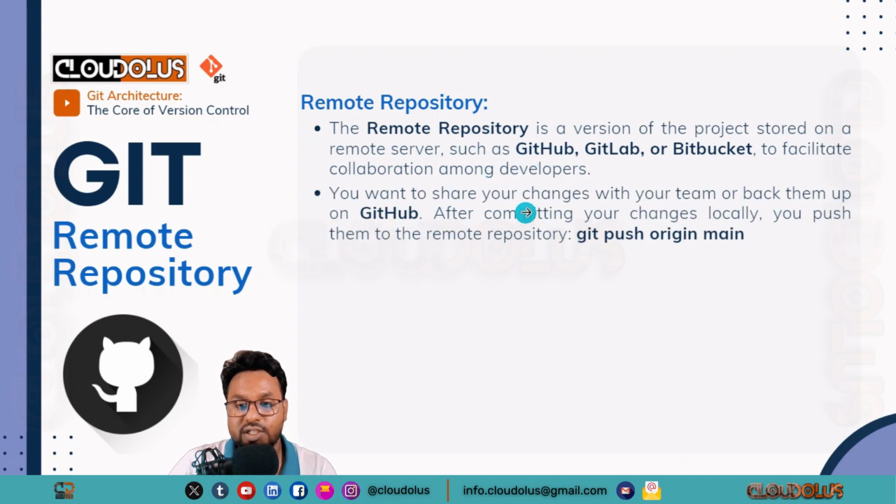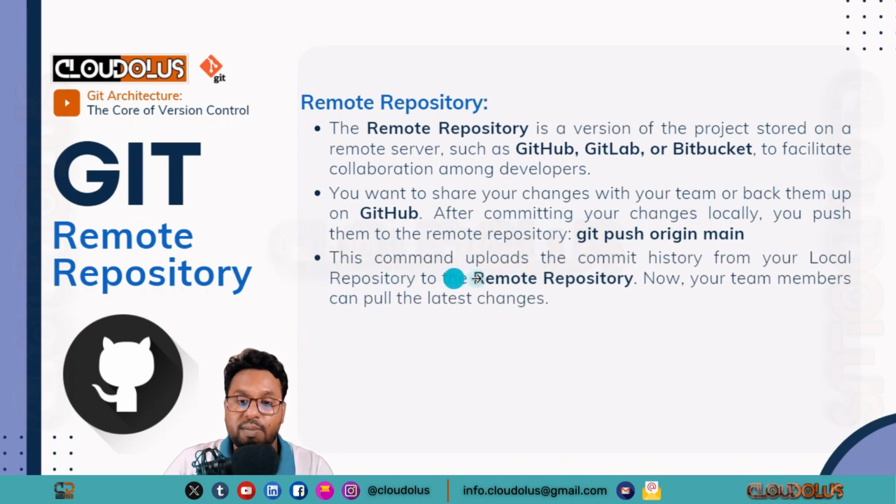And then you want to share your changes with your team or back them up on GitHub. After committing your changes locally, you push them to the remote repository using git push origin main. So for collaboration and sharing, you use GitHub, pushing to the remote repository to share your changes with your team and back up on GitHub. This command uploads the commit history from your local repository to the remote repository. Now your team members can pull the latest changes with the updated commits.